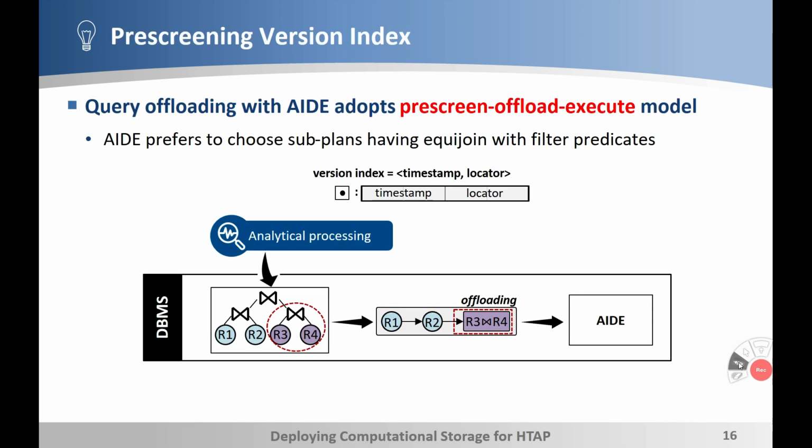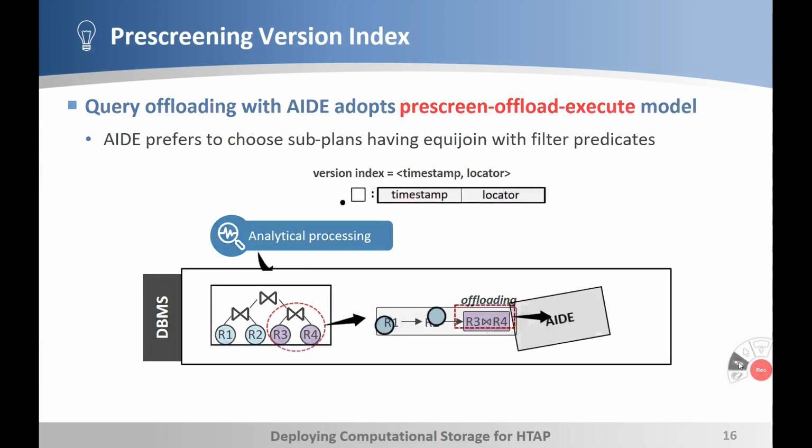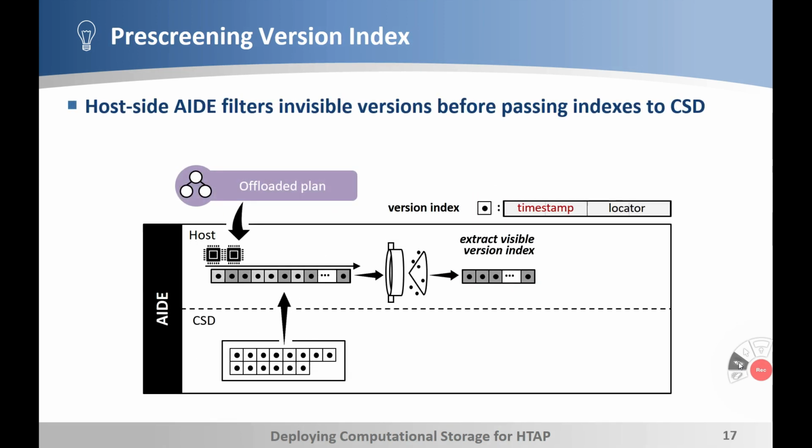When operating queries, AID follows the pre-screen, upload, execute model. First, it should choose all or part of a query plan to upload. AID prefers to choose sub-plans having equijoin with filter predicates because it's the best effort strategy to upload query plans exhibiting high selectivity. And after deciding the sub-plan to upload, AID executes the first step of the pre-screen, upload, execute model.